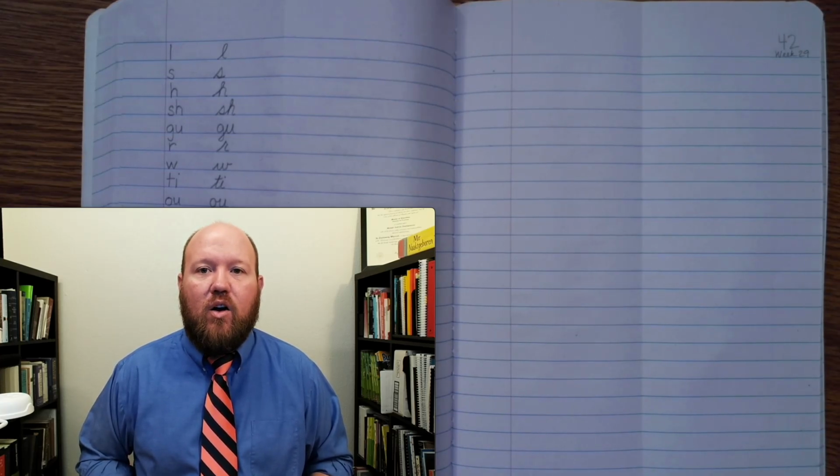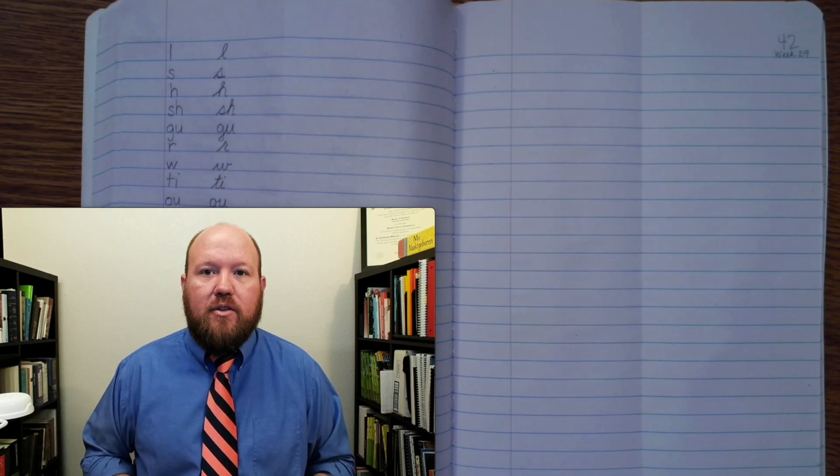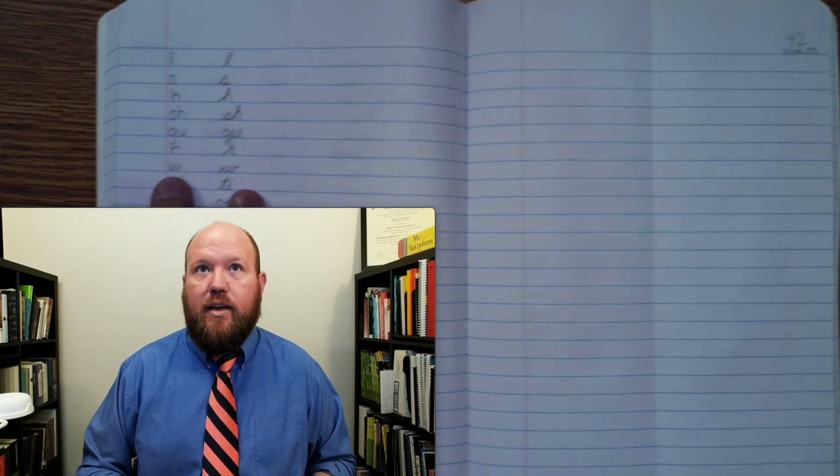In today's lesson, we are going to go through our phonograms for the day. Start by making sure that you have your spelling book out and you're on page 42 in the front portion. Today, we'll be using the second column.